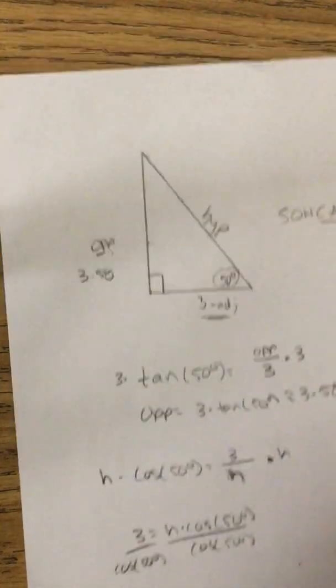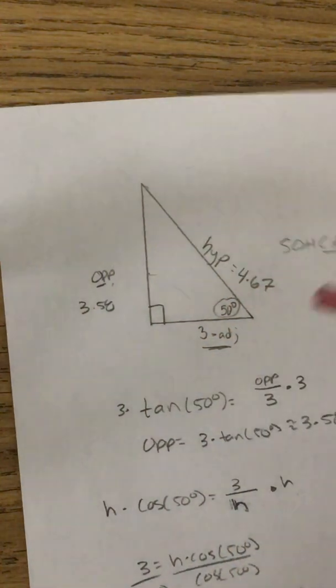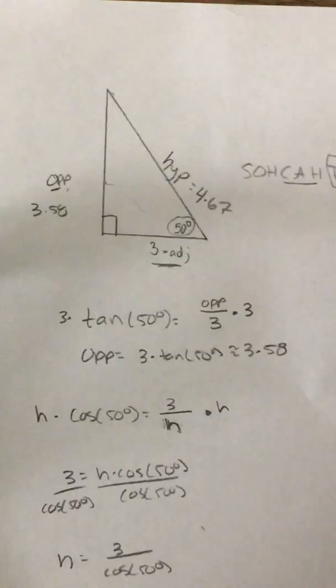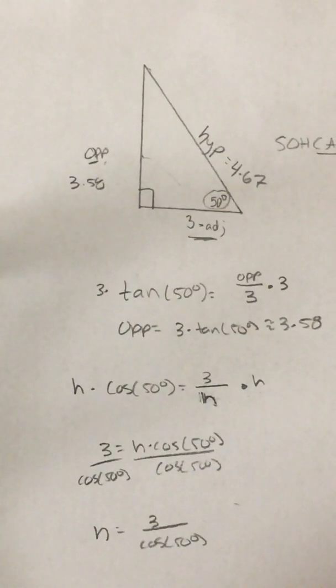So this hypotenuse, 4.67. Okay, so this is how you solve for missing sides of a triangle using trig identities. Okay, these are primarily notes for you to reference back when you're struggling and need extra help.